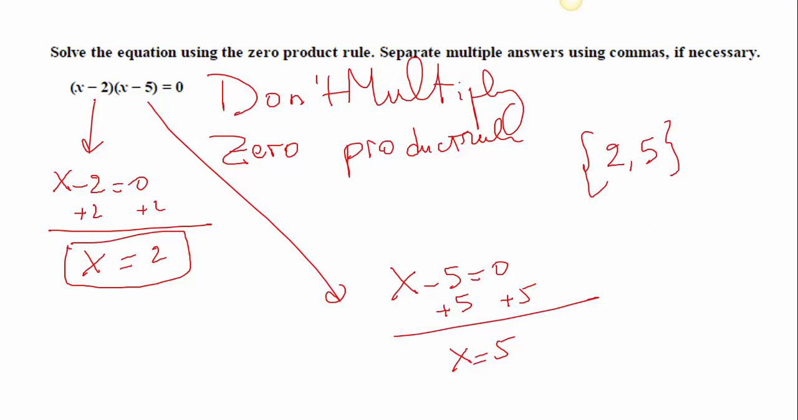Let's check. If you have 2, 2 minus 2 is 0. 0 times any number is 0. Or if x equals 5, 5 minus 5 is 0, and 0 times any number is 0. So most students would start by multiplying. You're trying to solve; you want to find x equals how much? All you have to do is equate each factor to 0 and solve for x. So it's not saying multiply. If you multiply, it's going to take you double the time to solve this problem.